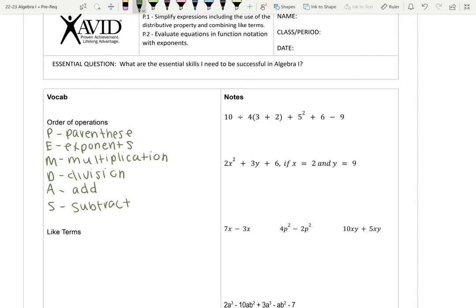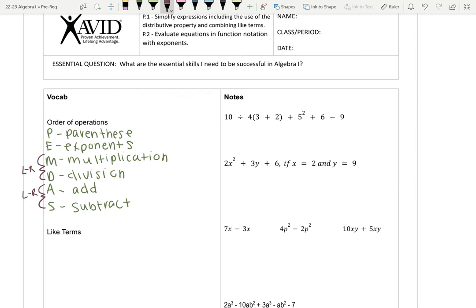So this just tells you the order that you should complete the parts of a problem so that everyone in the end would get the same answer. One thing to remember though is that multiplication and division go together and addition and subtraction go together, so you do them in the order that you see them from left to right. You want to make yourself a little note of that. So like if division came before multiplication, you would still do the division first.